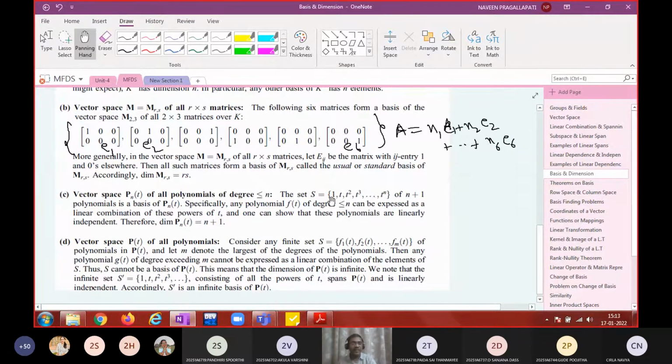Therefore, this generates the space of polynomials of degree less than or equal to n. Therefore, it is going to be a finite dimensional space. What is the dimension of this space? The number of elements in the basis. How many? n plus 1. So the space of polynomials of degree at most n is an (n plus 1)-dimensional space. That means if I take the space of polynomials of degree less than or equal to 2, what is its dimension? 3. It's a 3-dimensional space.